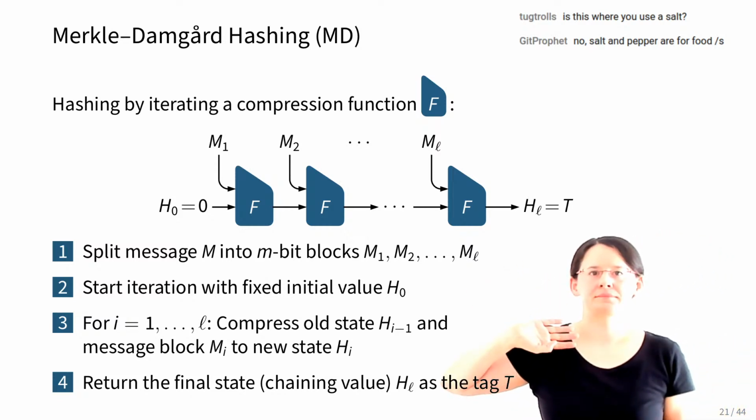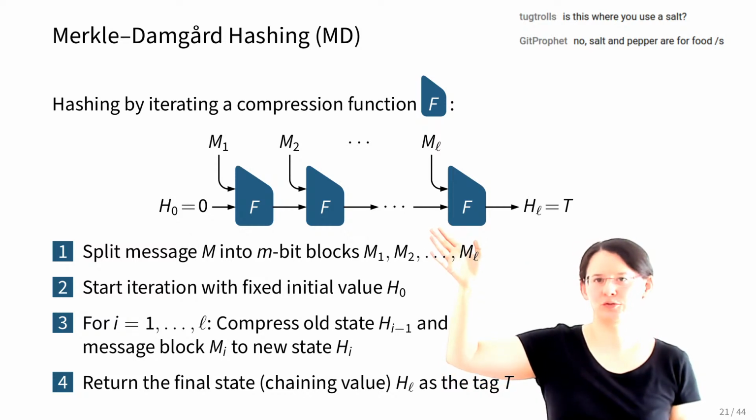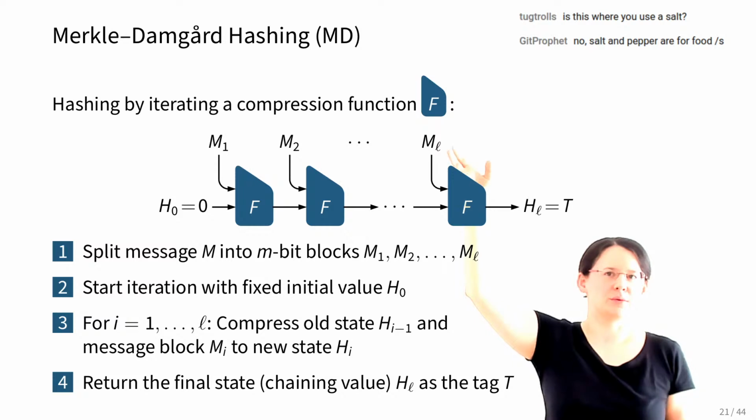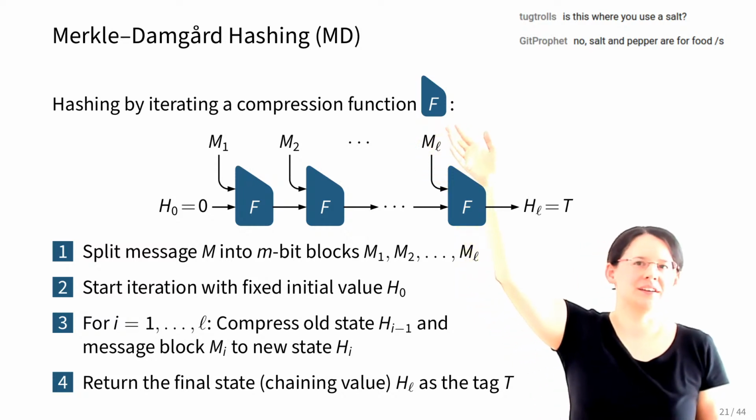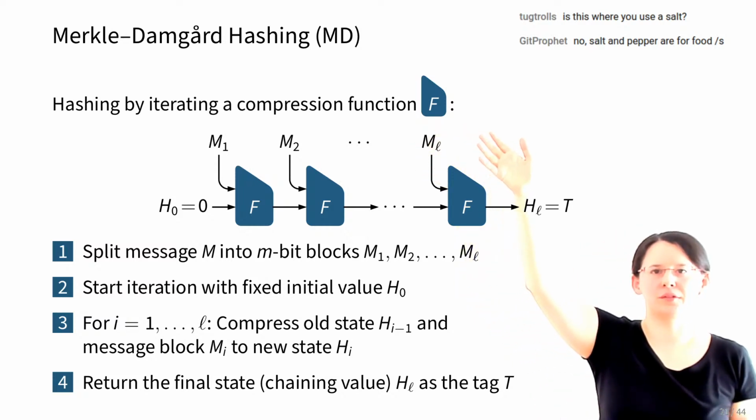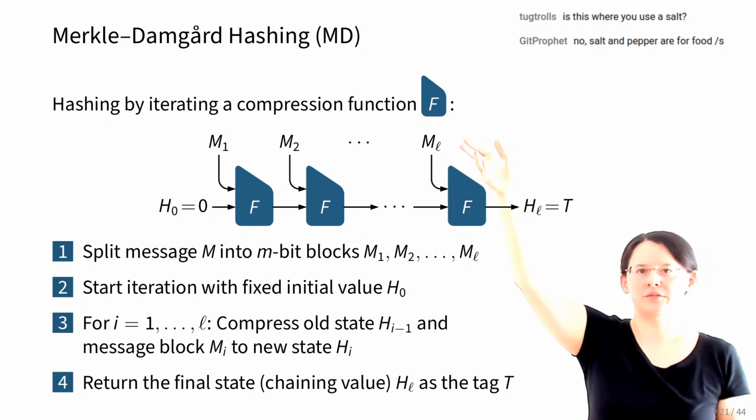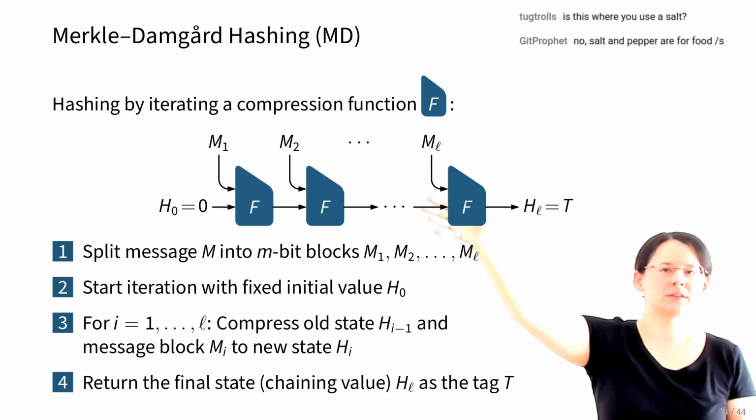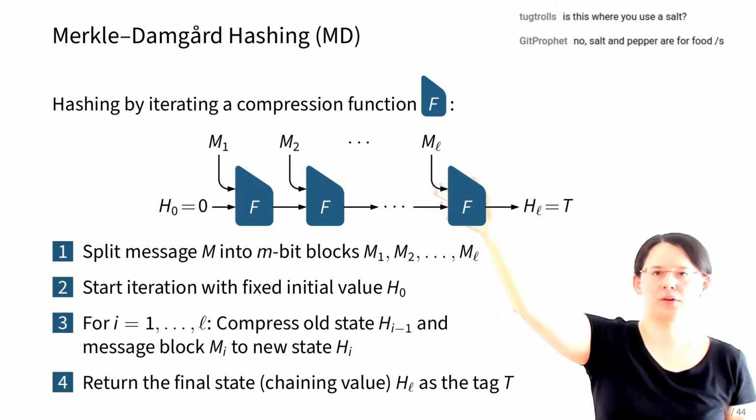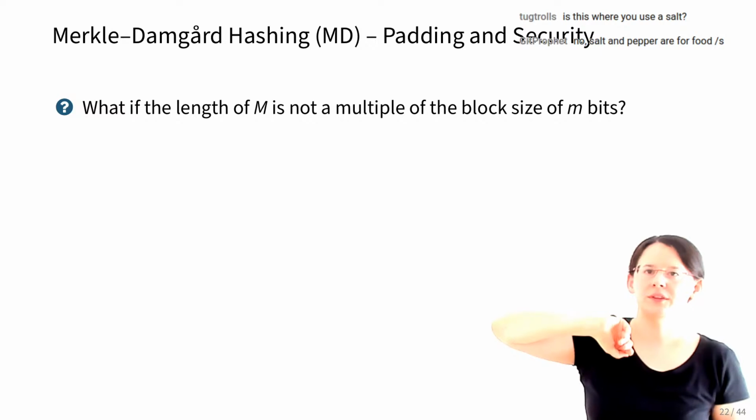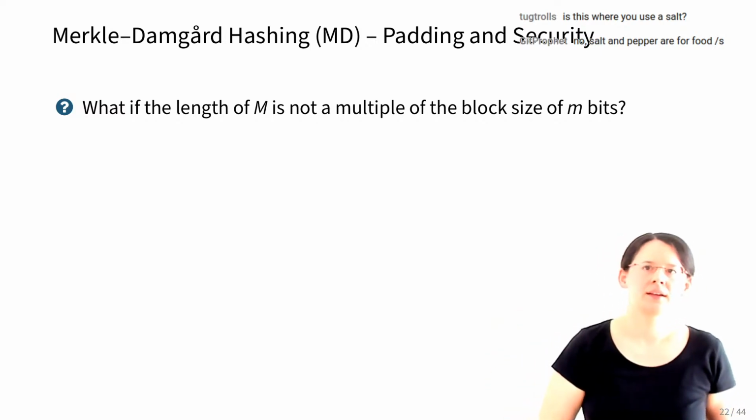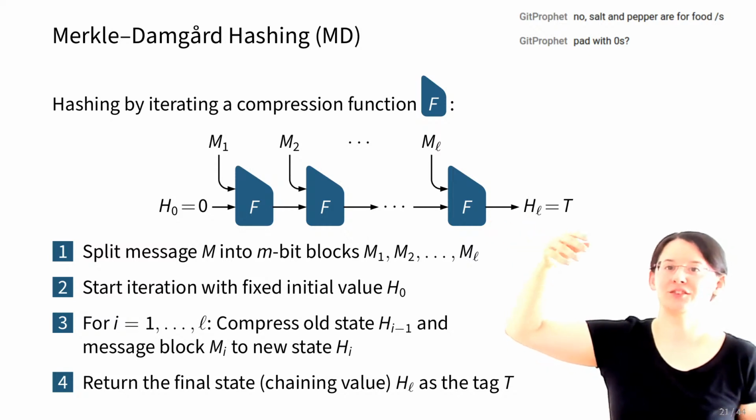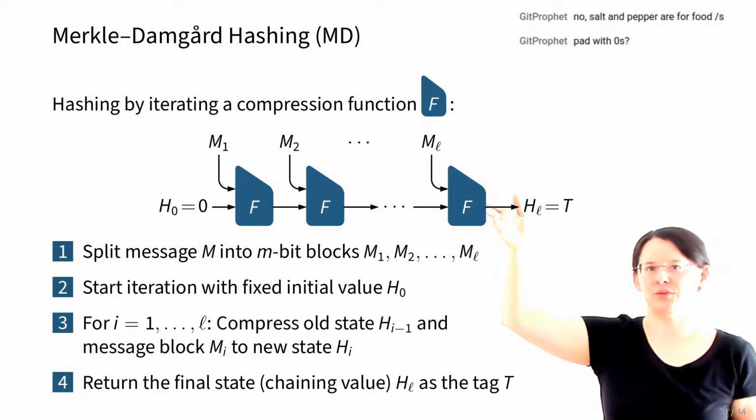Okay, now some of you might have wondered, I said that the data is simply chopped into blocks and that's it. The question is, what if the length of the message isn't actually a multiple of the block length? For example, what if the message I want to hash is just 1 byte long, but my compression function wants 128-bit inputs? What do we do then? What we do then is called padding. I don't know if I've said the name of this construction yet. It's called the Merkle-Damgård hashing construction, or MD construction.